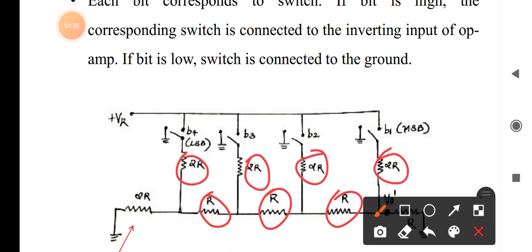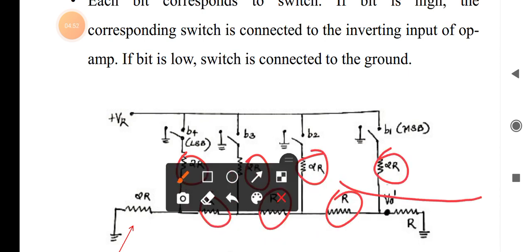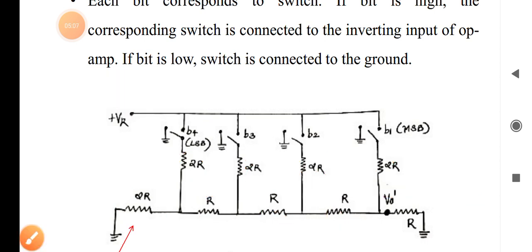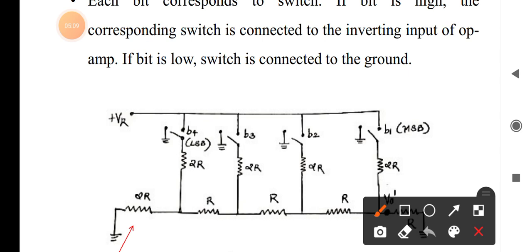So here the main thing which you need to note down is the terminating end. Here the resistance value is 2R, and the remaining resistance values are R, R to R, R to R, like this. So here it is 2R and here it is 2R.